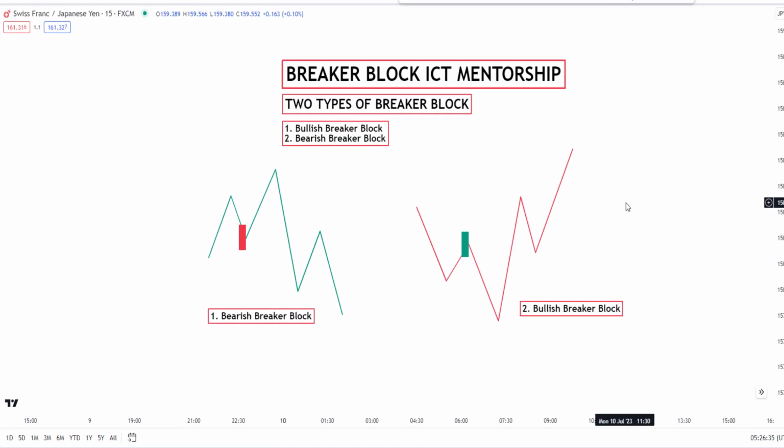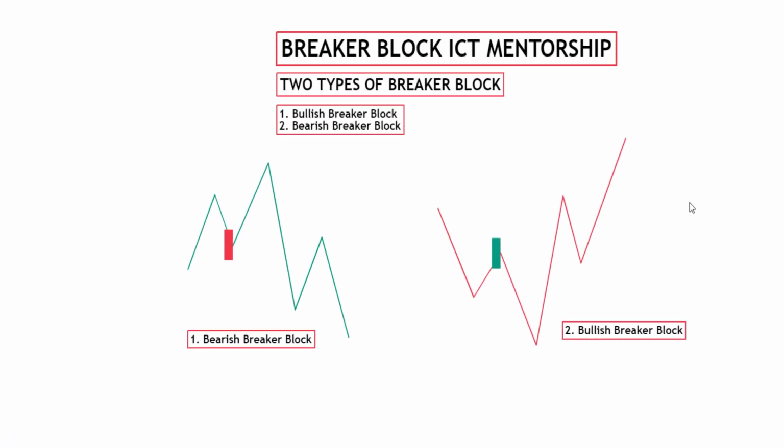So let's get into the video explaining what exactly is a breaker block as taught in the ICT concepts. We have 2 types of a breaker block, just like we have 2 types of an order block. We have the bullish breaker block and then we have the bearish breaker block.